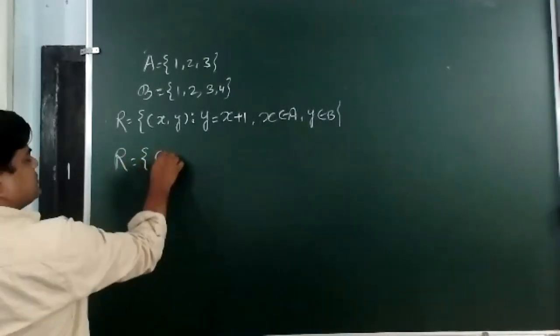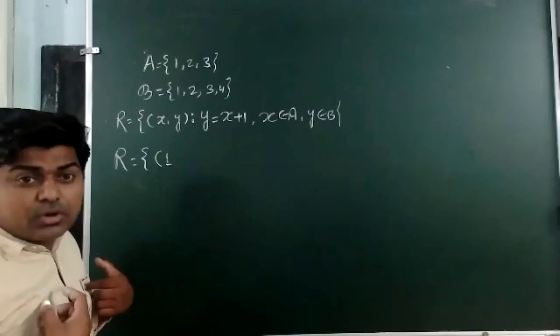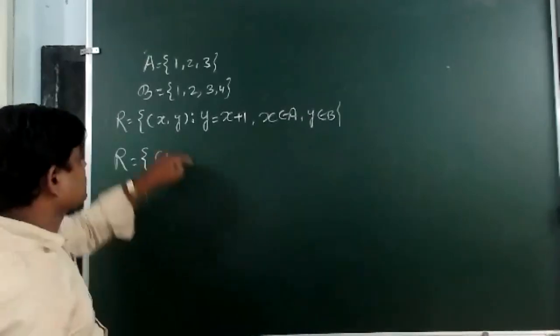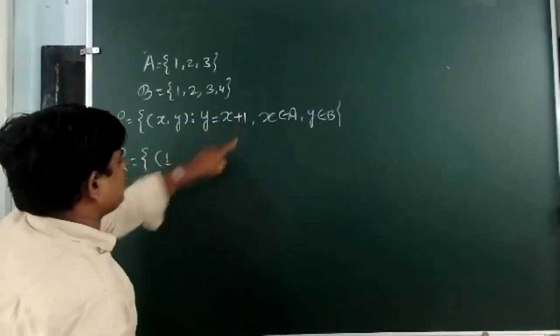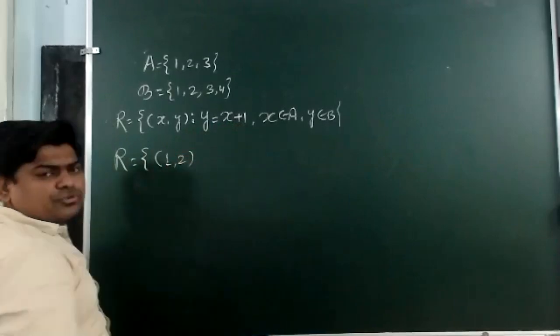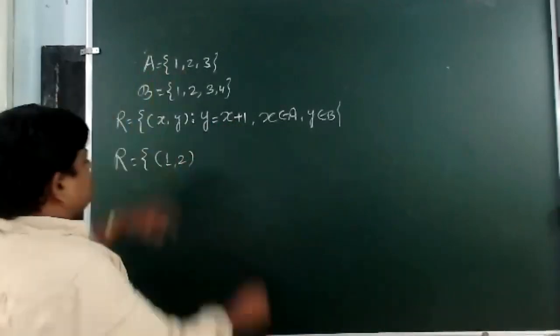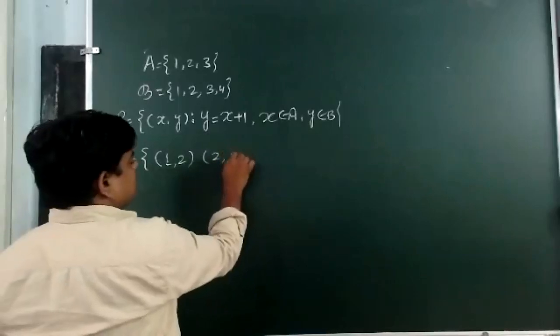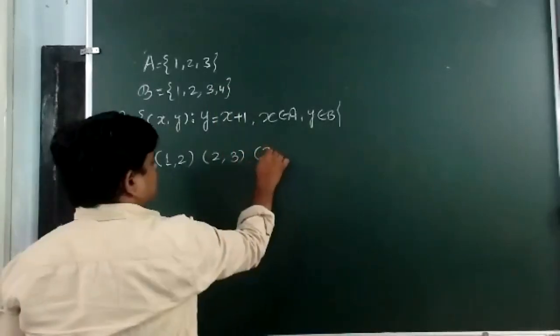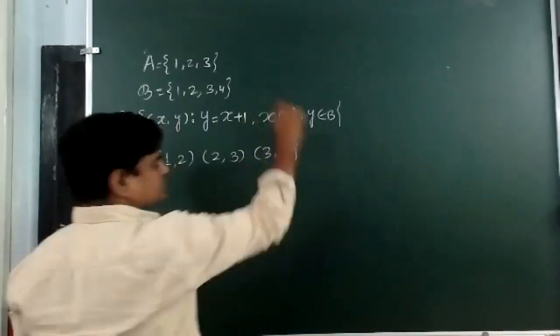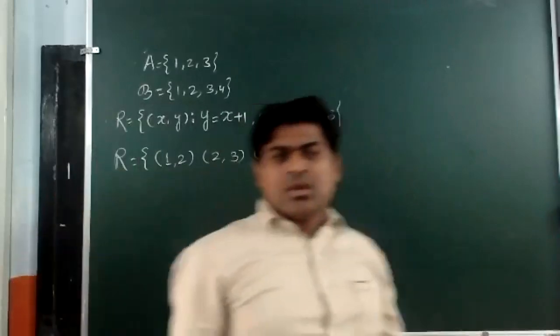When I take x is equal to 1, then 1 plus 1 will be 2. y will be 2. When I take x is equal to 2, then it will be 3. When I take x is equal to 3, it will be 4. Over.